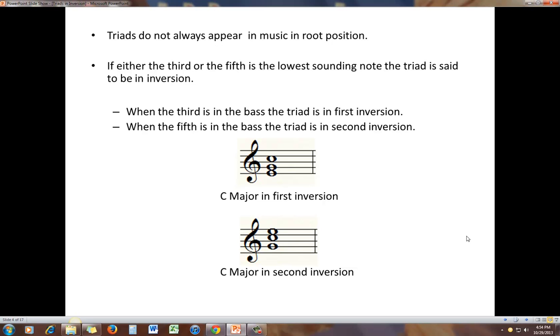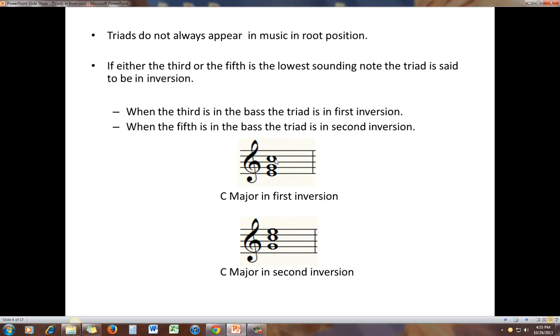Triads in music don't always appear in root position, however. If either the third or the fifth is the lowest sounding note, the triad is said to be in inversion. When the third is in the bass, or when the third is the bass note, the triad is in first inversion. When the fifth is in the bass, the triad is in second inversion.